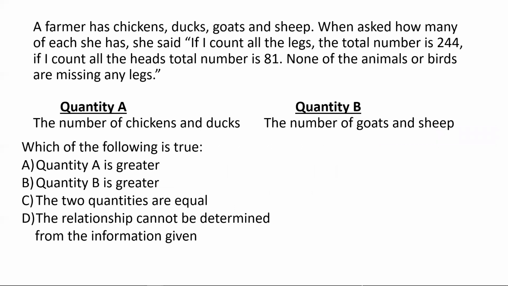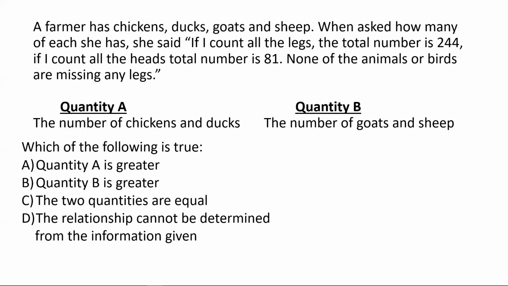Moving on to the next problem, this is a sort of word problem which needs to be read and interpreted correctly, and often converted into simple equations for easy solving. The problem goes like this: a farmer has chickens, ducks, goats, and sheep. When asked how many of each she has, she said, "If I count all the legs, the total number is 244. If I count all the heads, the total number is 81. None of the animals or birds are missing any legs."